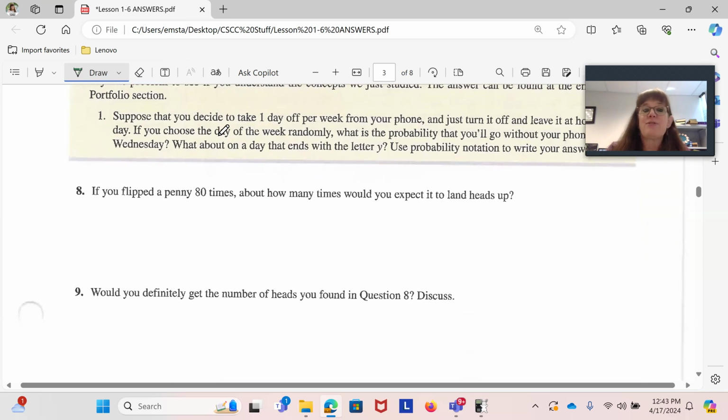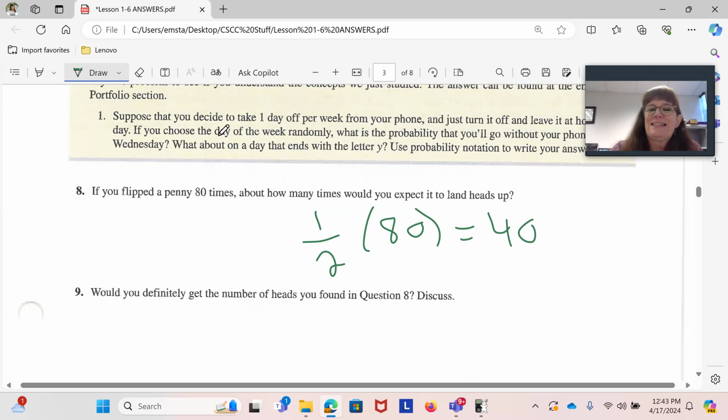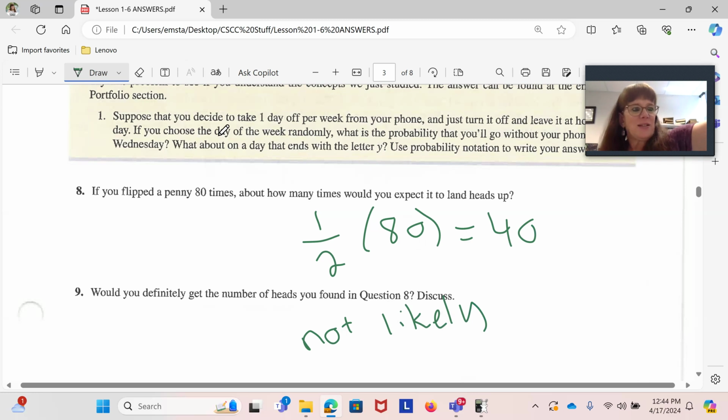Number 8 says if I flipped a penny 80 times, how many times would I expect it to land heads up? Well, we know it's going to be heads about half the time. Multiply that by 80, and I would expect to get heads about 40 times. And then 9 is very similar to what we talked about with the number cube. Would I expect to get 40 exactly? Not likely. We've all flipped coins enough to know that it doesn't always split evenly. It could be 3 heads and 7 tails.